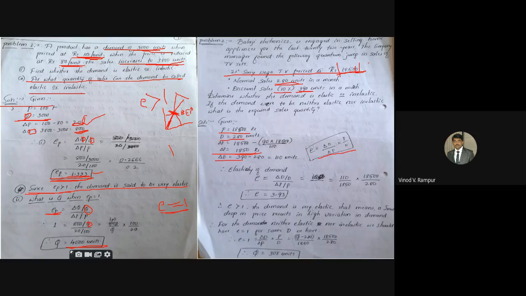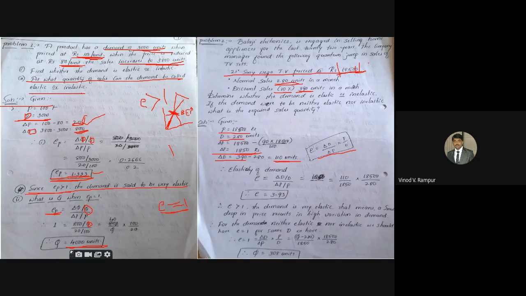Then the demand increases by how much? 390, then remove my original 280. You are getting the excess demand, that is 110 units in a month. Now substitute these values into this equation. You are going to get E is equal to 3.93. When E is greater than 1, the demand is very elastic. That means a small drop in the price results in a high variation in the demand. This is the conclusion you have to write.